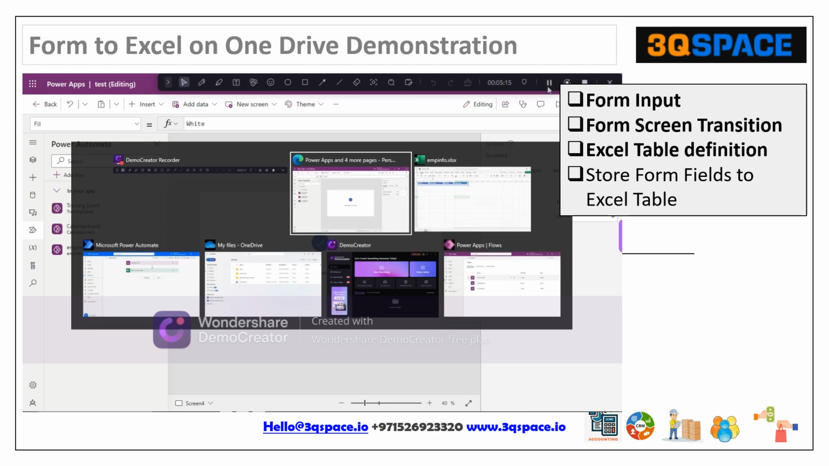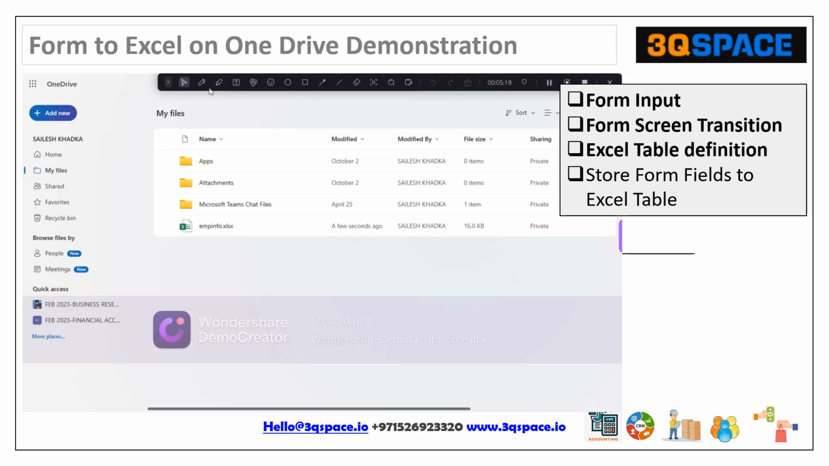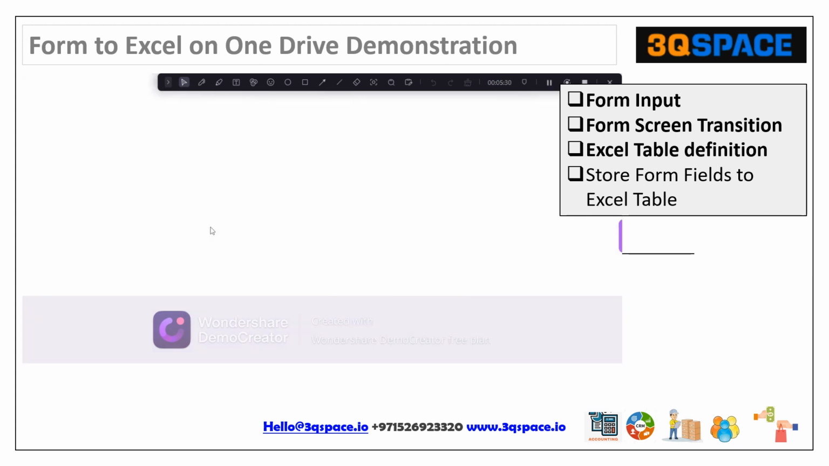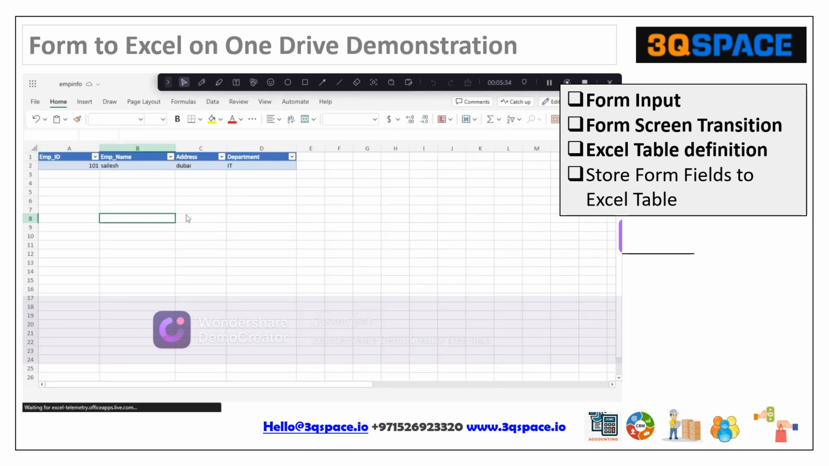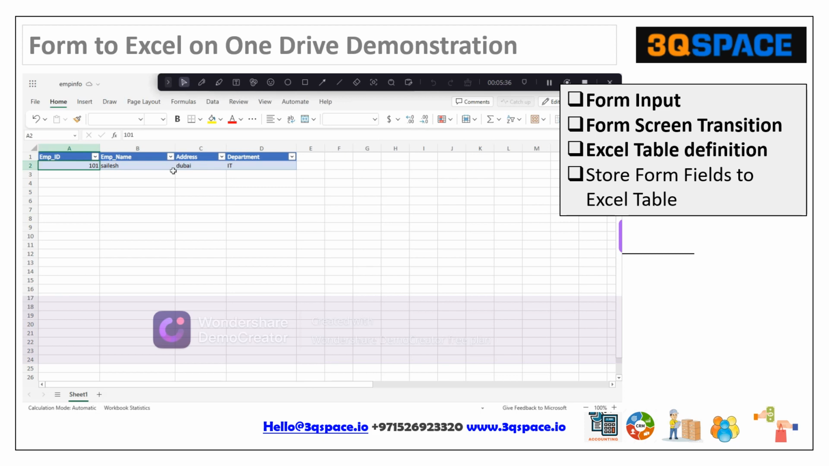After adding this record successfully, we will move to our OneDrive. So we will refresh this OneDrive page, and here we have a form, an Excel form. So we will open this form. After opening this form, the data is added successfully.